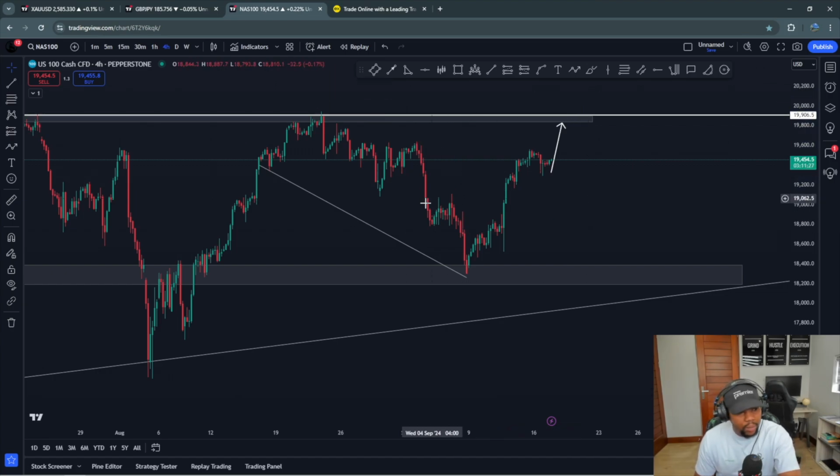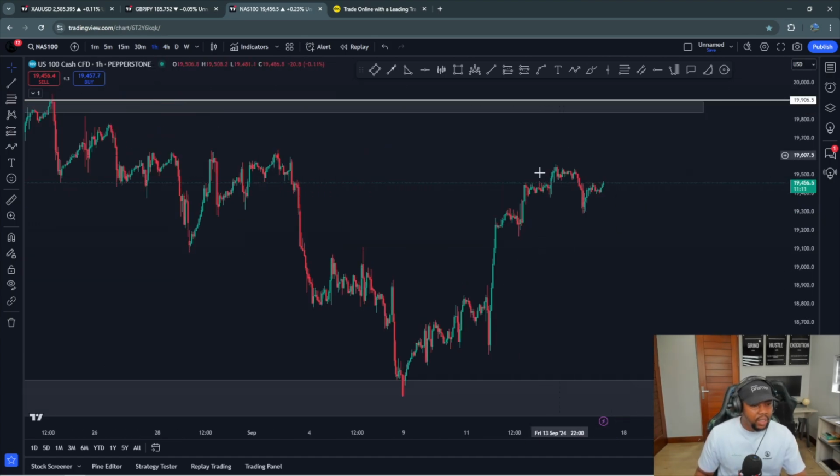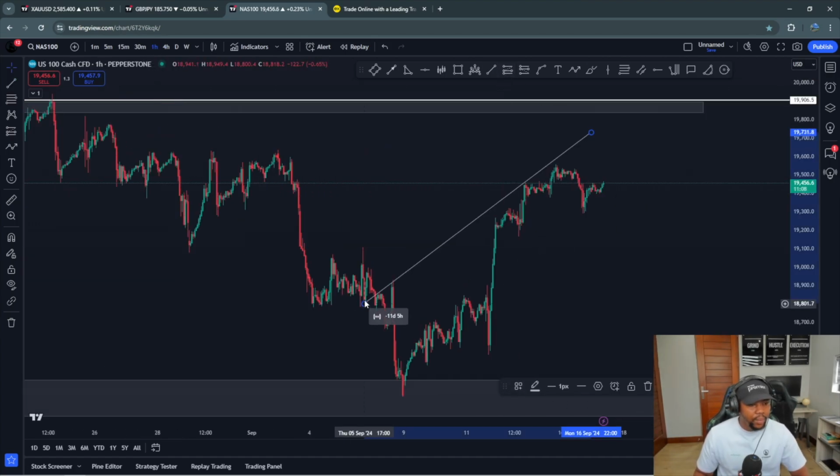So now I want to remove this and check what is happening with the current market price. This is what I'm currently seeing. I'm seeing that we're in a bullish trend, right? We're in a bullish trend for Nasdaq.